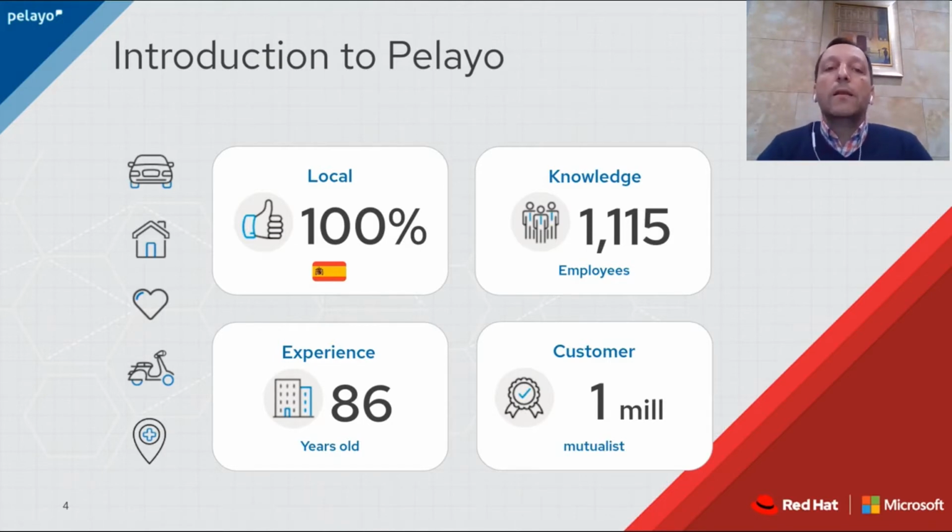We sell mainly car and motorbike insurance, but we have other important types of insurance like home, health, life, or agricultural. And the most important thing here is that we have more than 1 million happy customers.